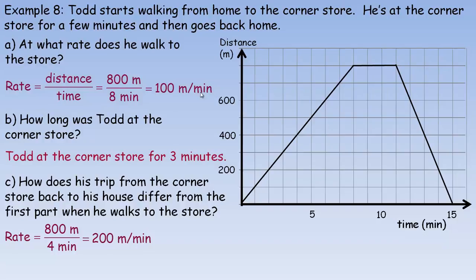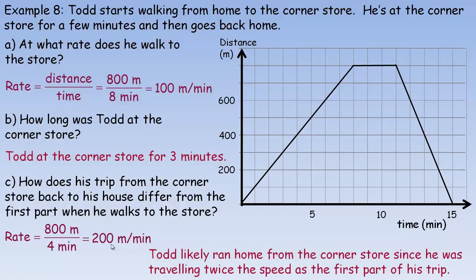He walked to the store at a rate of 100 meters every minute, and he goes back home at a rate of 200 meters every minute. So he's going twice as fast. So it's likely he probably ran home from the store, or he walked very quickly. Maybe he was getting close to his curfew time and needed to get back. Okay, but for some reason, he went back home quicker than he went to the store.